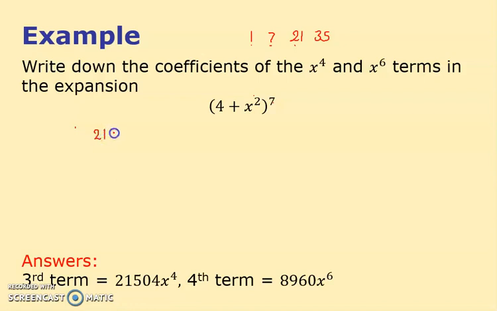I think I need 21 times by, well, it's going to be x squared has got to be squared, which means the 4 has got to be to the power 5. And the next one will be the 35 times 4 to the 4 x squared cubed, and that will give me the x to the 6 term. So just check those, make sure they work, and get the answers at the bottom.